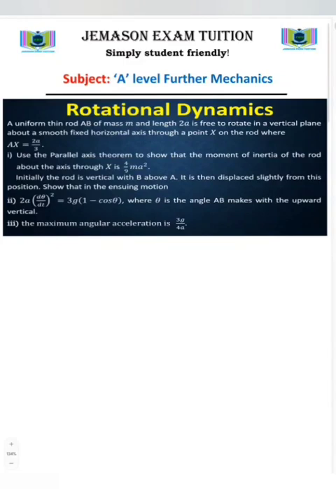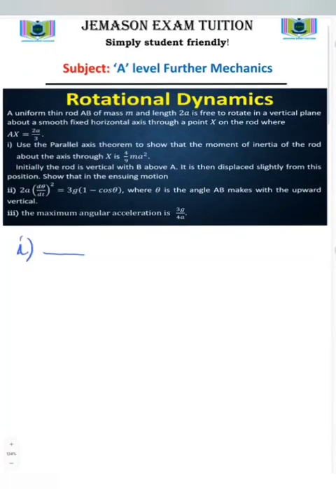Initially, the rod is vertical with B above A. It is then displaced slightly from this position. Show that in the ensuing motion, 2a (d theta/dt) all squared equals 3g into 1 minus cos theta, where theta is the angle AB makes with the upward vertical. 3. The maximum angular acceleration is 3g over 4a.